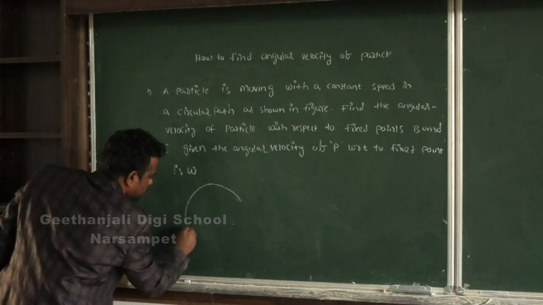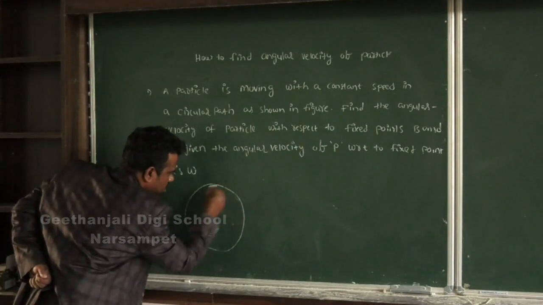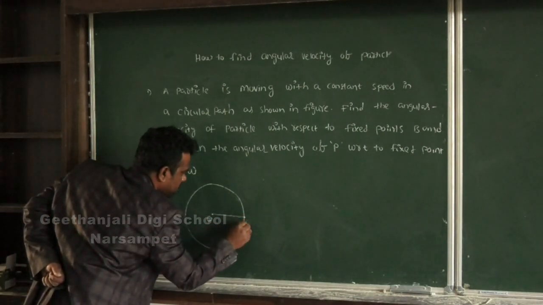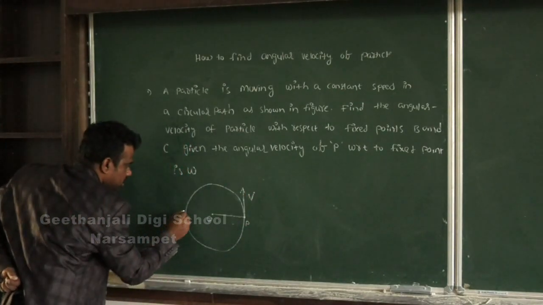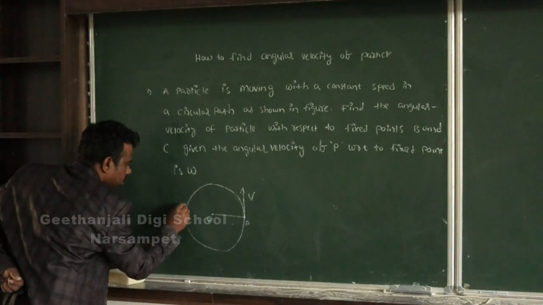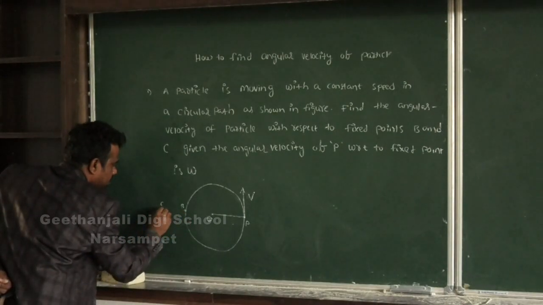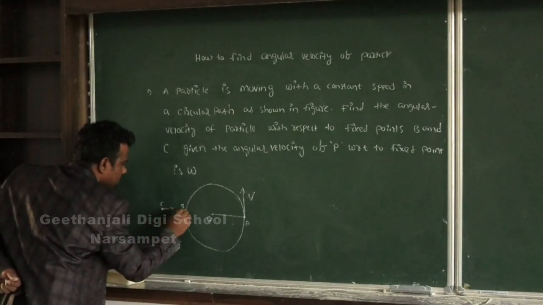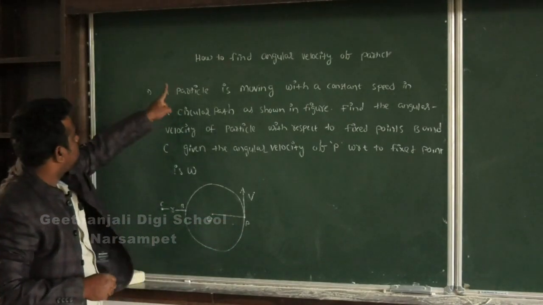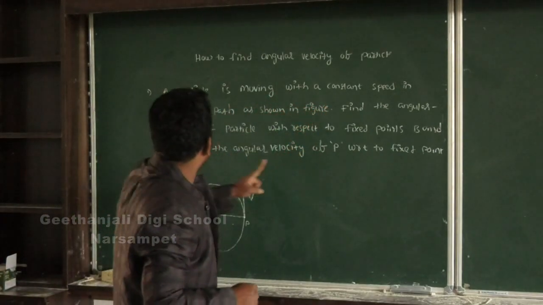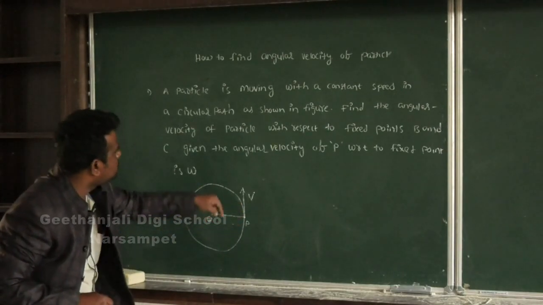It is also part of the question, right? It is a fixed point O. So this is a circular path. It is the particle P which is moving with a constant speed like this. There is one more fixed point B and one more fixed point C. The distance between B and C is R. So we have to find out what is the given question. A particle is moving with a constant speed in a circular path as shown in the figure.